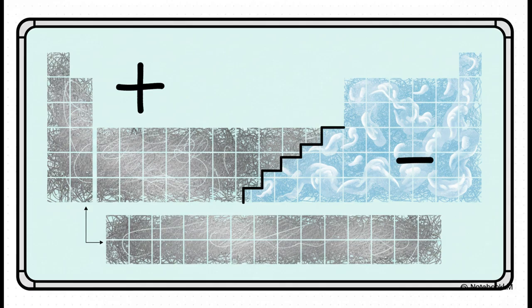And just knowing that tells you so much about how they'll act. Think of it this way. Metals are generally givers. They like to give away electrons, which gives them a positive charge. Nonmetals, on the other hand, are takers. They want to grab electrons, giving them a negative charge.